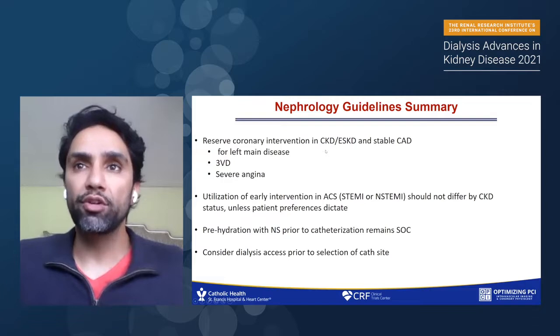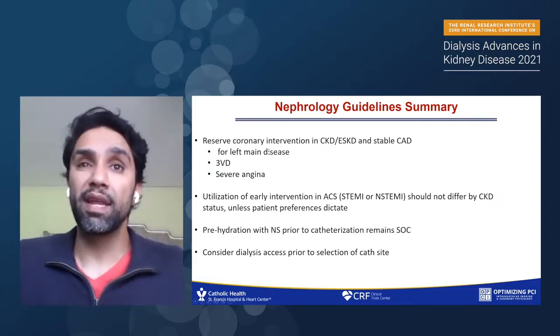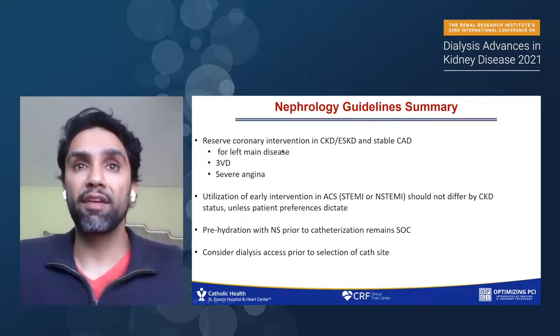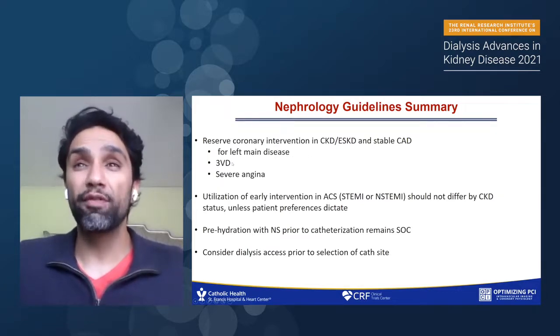When should we do coronary intervention? These are basically consensus opinions for left main disease. That makes sense because it's the same thing in the general population. If you have left main disease, you have a poor prognosis, whether or not you have chronic kidney disease, and there's a survival benefit even in the non-CKD population, triple vessel disease, and severe angina, which speaks for itself. The utilization of early intervention in acute coronary syndrome should not differ by CKD status.